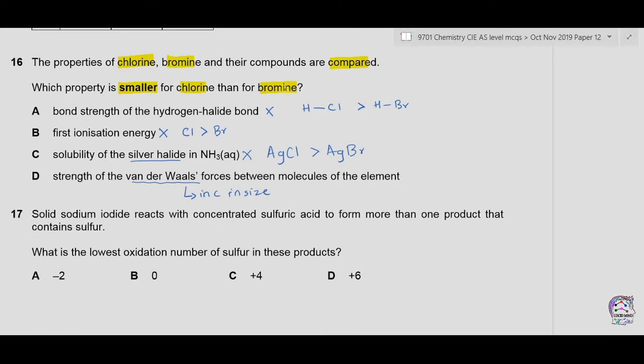So therefore bromine is a larger molecule as compared to chlorine. So therefore van der Waals forces in bromine molecules will be greater than among chlorine molecules. So van der Waals is the only property that is greater in bromine as compared to chlorine.